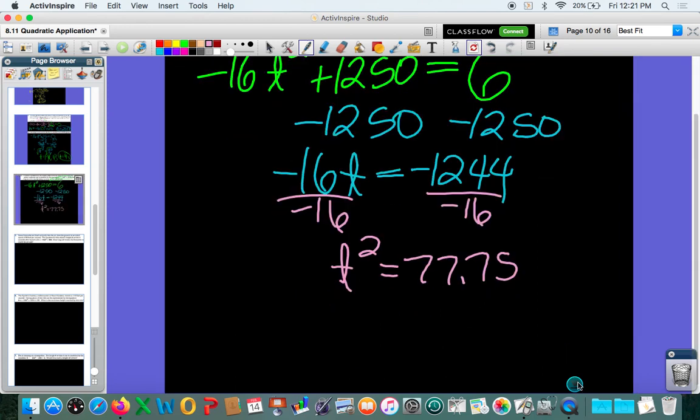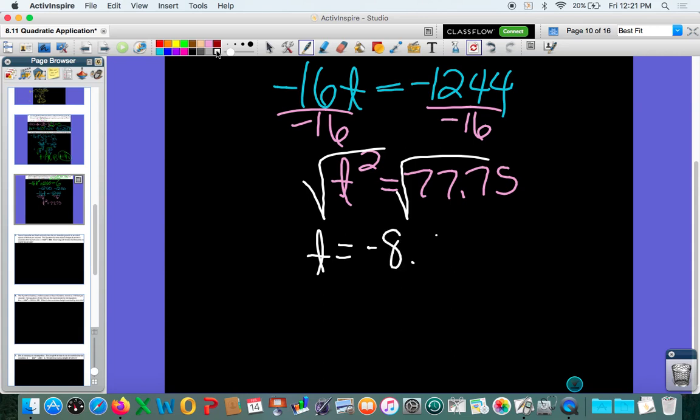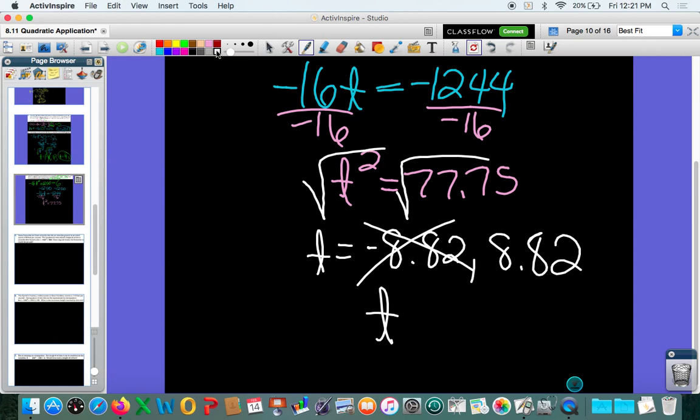So we have a similar situation to before. I take the square root. I've got t is equal to negative 8.82 and positive 8.82. But t is for time. It's in seconds. You cannot have negative seconds. So t is only equal to 8.82.